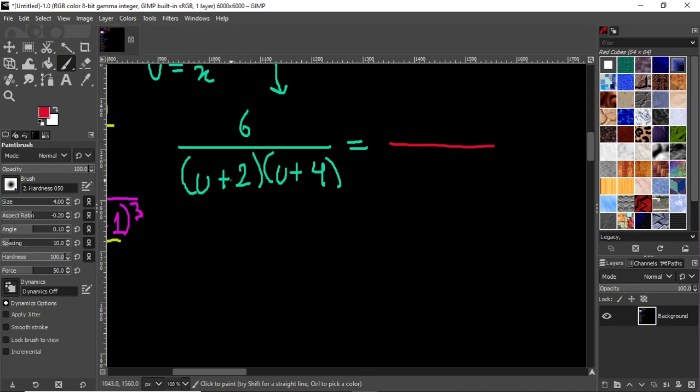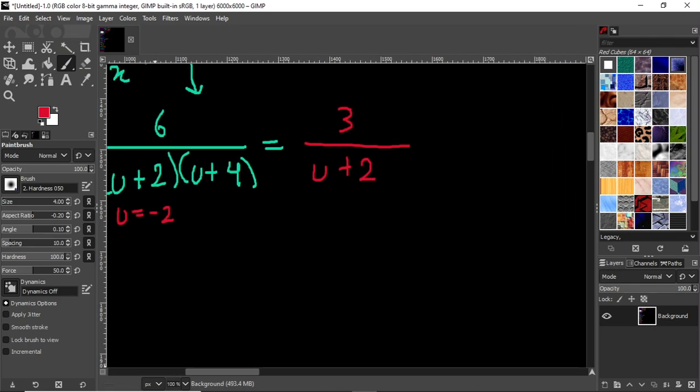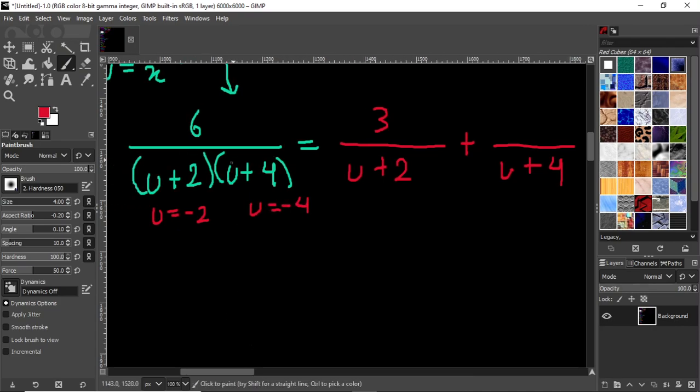For one thing, what would make u plus 2 zero? u equals minus 2. Pretend it's not there, and evaluate the rest at that value. So 6 divided by minus 2 plus 4, that's 6 over 2, which is 3. So this would be 3 divided by u plus 2. And this is going to be over u plus 4.